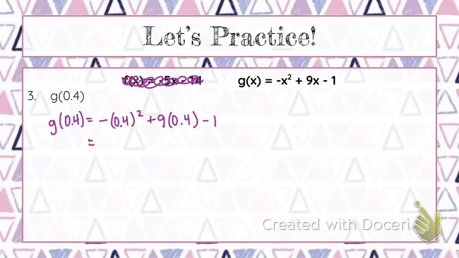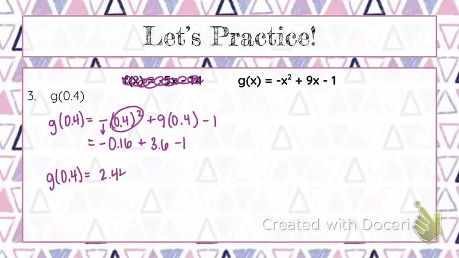But here we go. So we have to square it first, and then make it negative. So 0.4 squared is 0.16, but that's going to give us a negative 0.16 because of this negative. Then we have 9 times 0.4 gives us 3.6 minus 1. And we should get g of 0.4 equals 2.44.